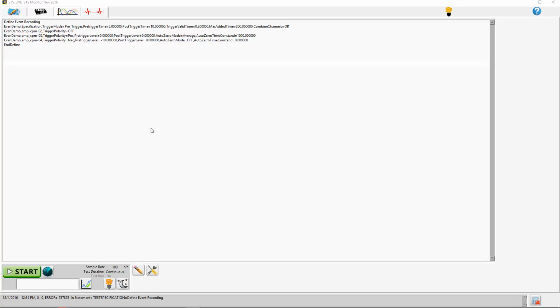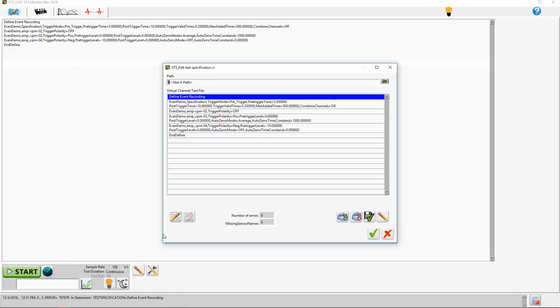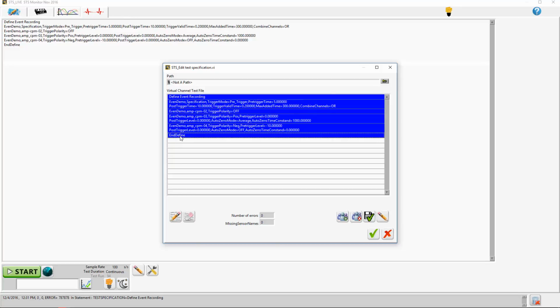In this session, we're going to use STS-MONITOR to do rainflow counting. Rainflow counting is also known as stress cycle counting. We open the editor. We delete the previous test.